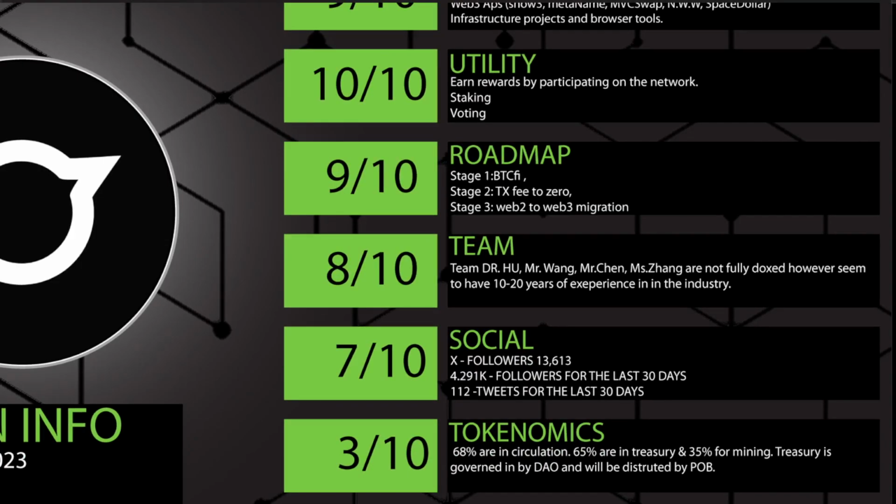Roadmap, this is what I liked. I like the fact that their stages were very clear. BTC Fi, of course, getting into more Bitcoin application and the transaction fee to 0. That would be awesome, obviously, making it free to transact. Web 2 to Web 3 migration, getting all those businesses that are in Web 2 translated onto Web 3. So I guess what I'm thinking is that all that DAO, that proof of build scenario, is going to incentivize a lot of the developers to create Web3 migrations.